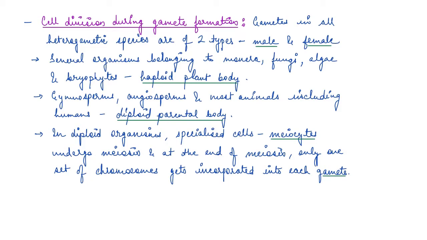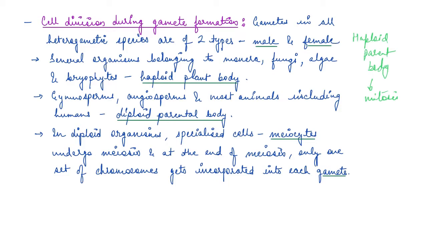So how do they produce the gamete? The haploid parent body produces gametes by mitosis, by mitotic division. There are several organisms belonging to Monera, fungi, algae, and bryophytes which have a haploid parent body.